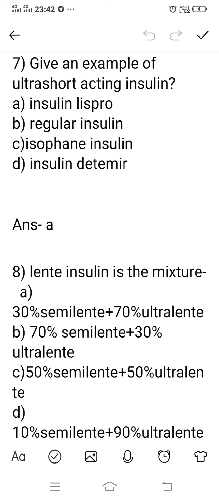Option number C, isophane insulin. It belongs to the group of intermediate acting insulin. Option number D, insulin detemir. Insulin detemir belongs to the long acting insulin. So option number A is the right answer. Insulin lispro is ultra short acting insulin.